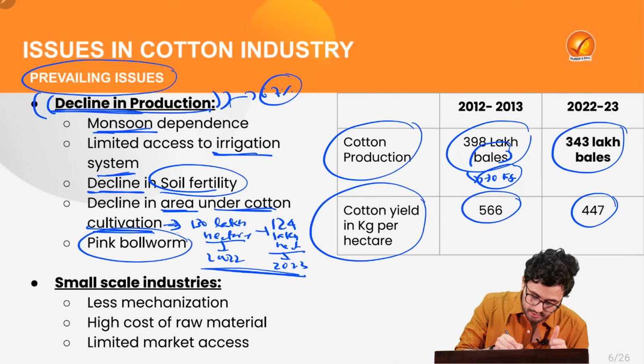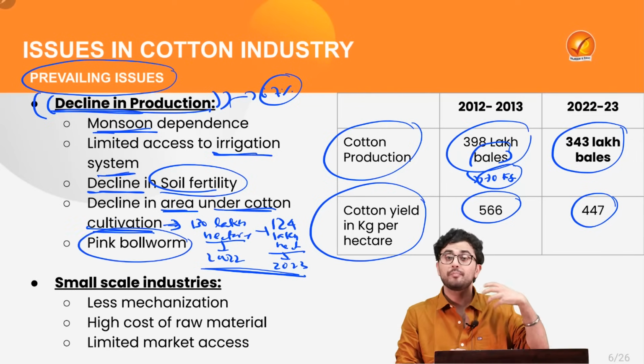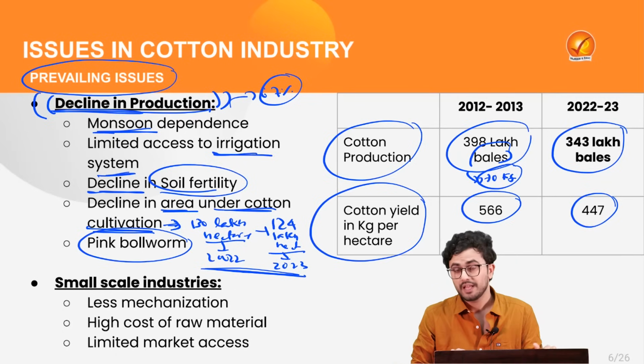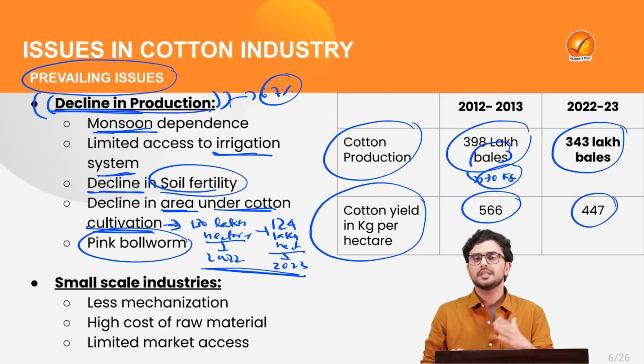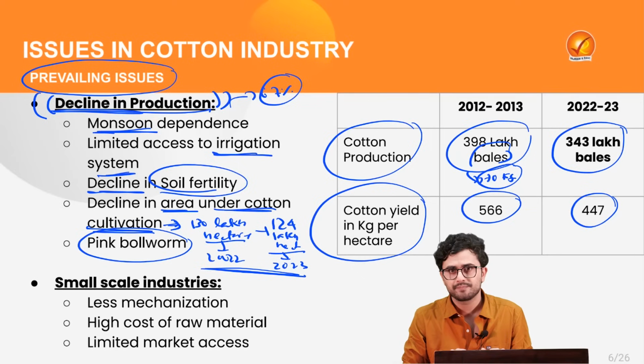Also, the decline has been caused because of the emergence of pink bollworm which has affected several states. It is a disease which affects the cotton crop and this disease has grown resistant to various kinds of pesticides.